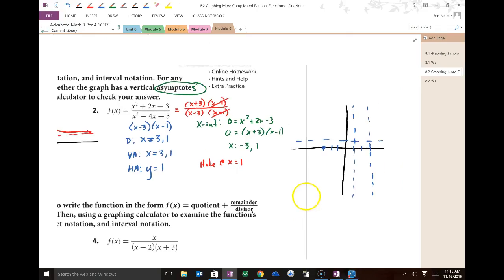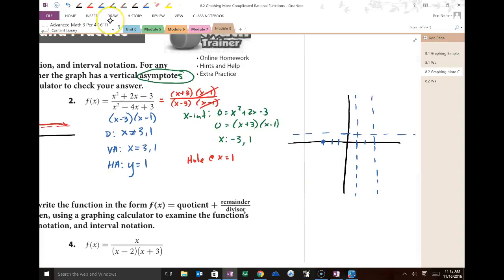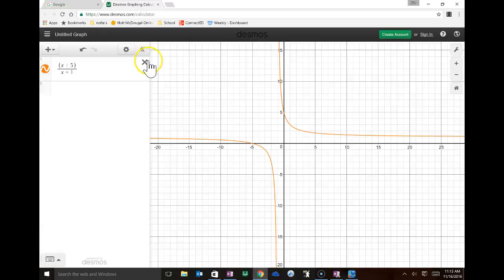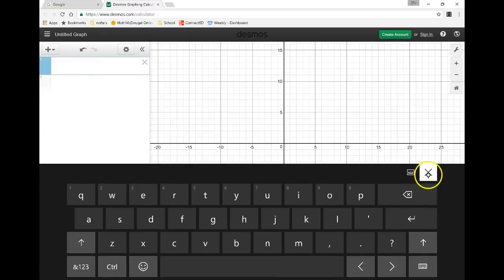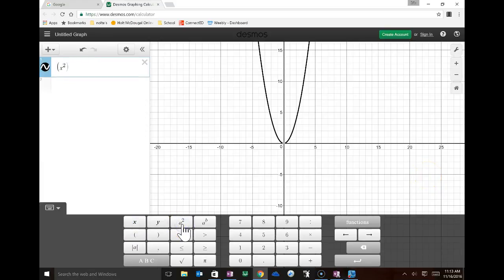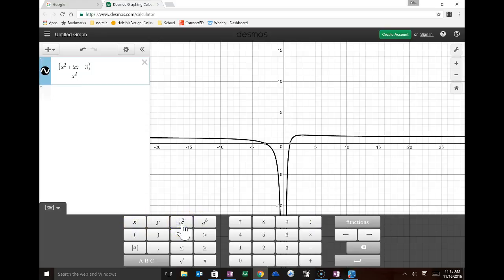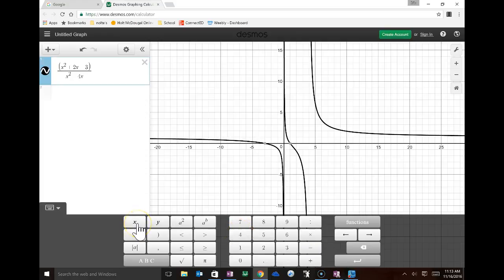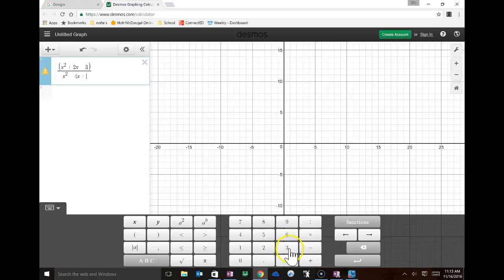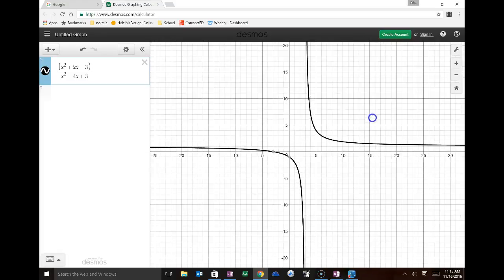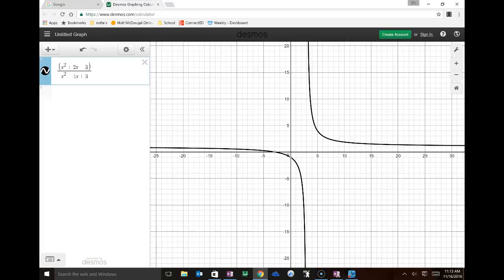Okay, so back over on my graph, I'm going to... well, actually, let's graph this. Let's type this in the calculator. So it is x squared plus 2x minus 3, right? Divided by x squared minus 4x plus 3. Are you ready? What do you see?